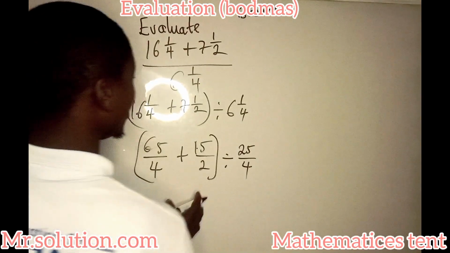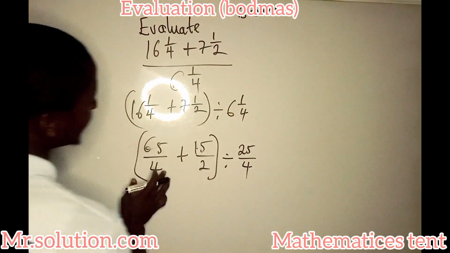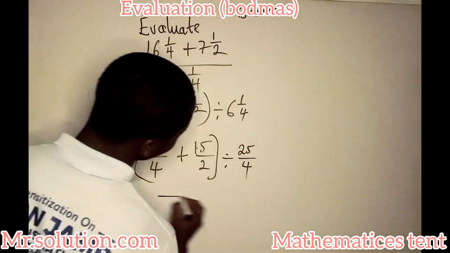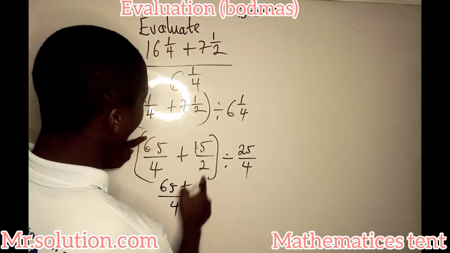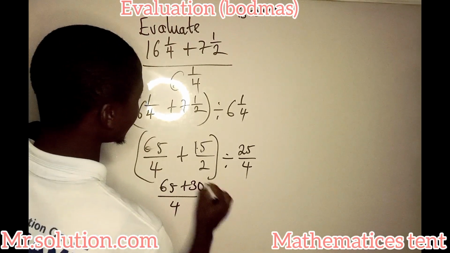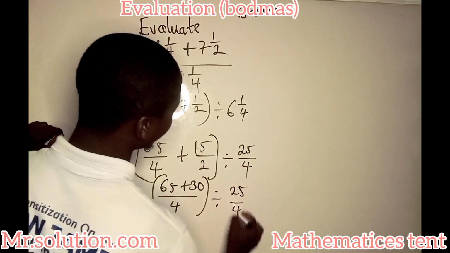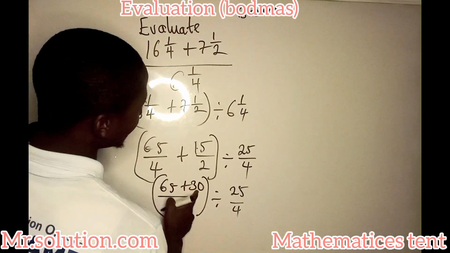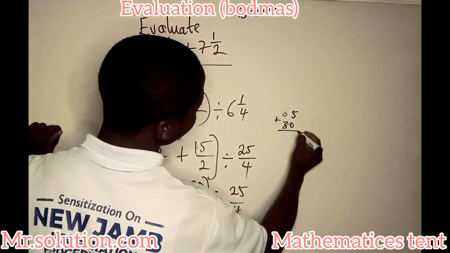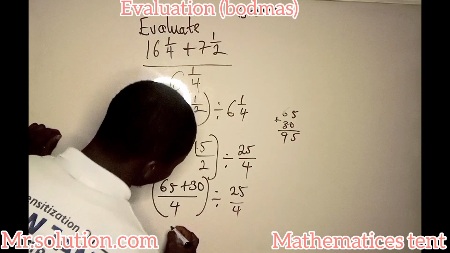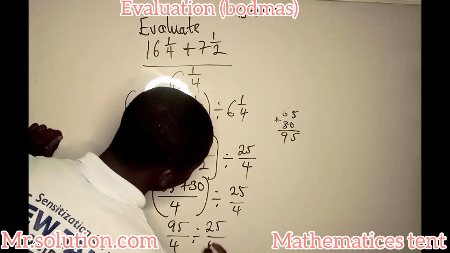Now, what do we do next after this? We are going to look for the LCM of these two denominators. The LCM of these two numbers is 4, so you write down 4. 4 in 4 is 1, 1 times 65 gives us 65. Plus 2 in 4 is 2, 2 times 15 gives us 30. In bracket, divided by 25 all over 4. Now we add up together: 65 plus 30 gives us 95 all over 4, divided by 25 all over 4.